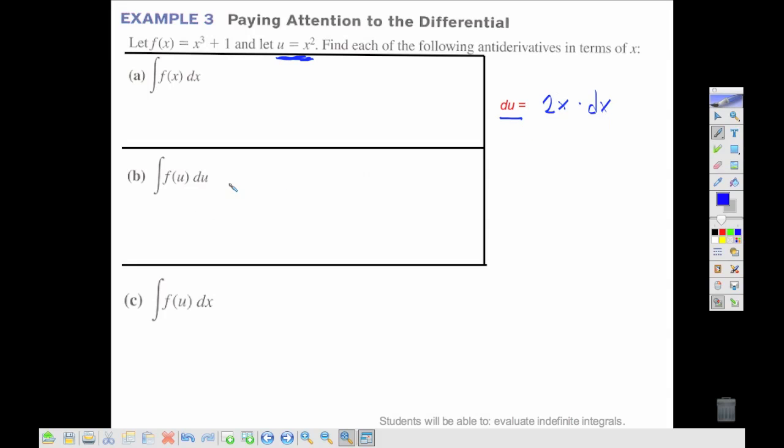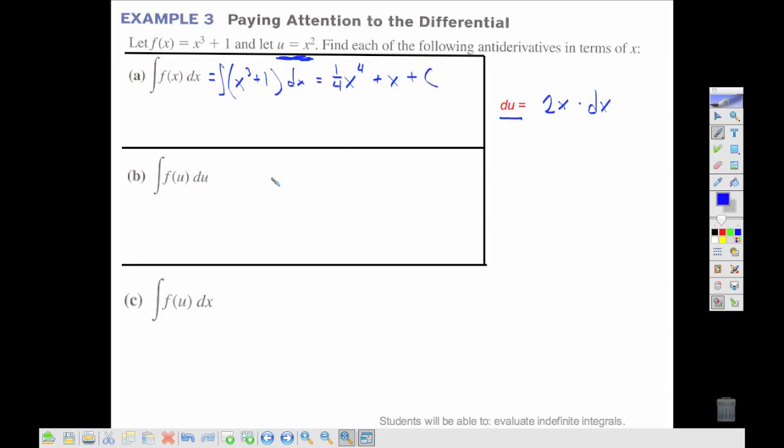And that's going to give us a couple different ways that we could do some of these problems. But let's start with the first one, f of x dx. This is simply plugging in our formula. F of x is x cubed plus 1 dx. Now since this is in terms of x and we're taking the integral with respect to x, we can just do it normally. We raise our exponent, 1 becomes x, and then we remember to do plus c.